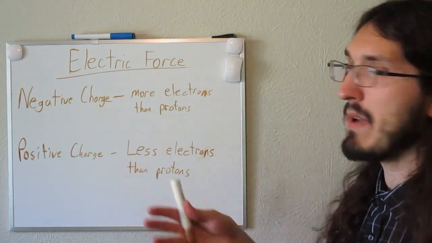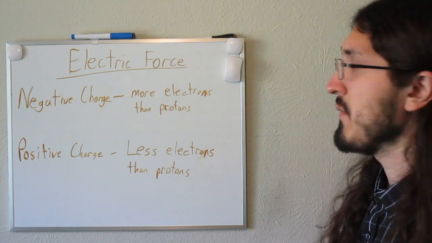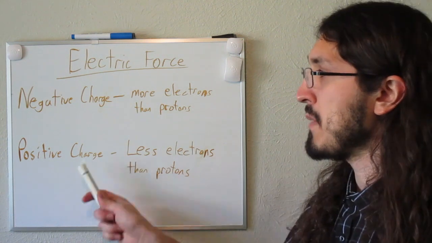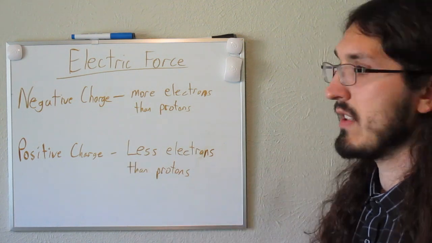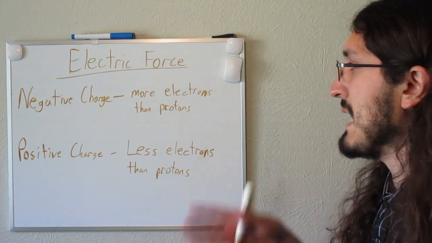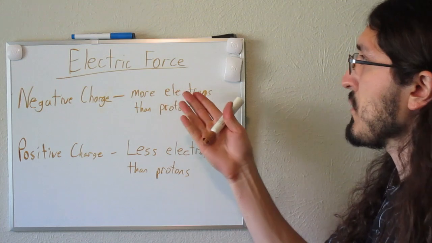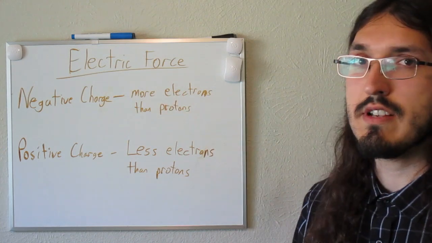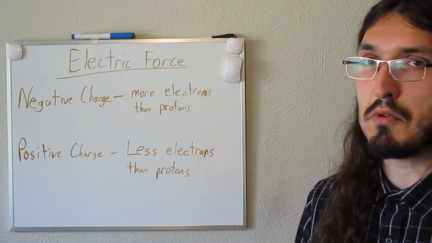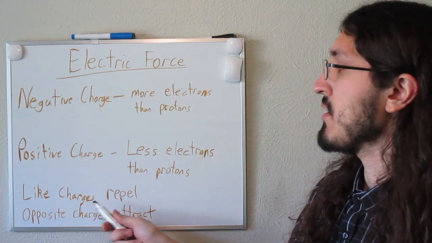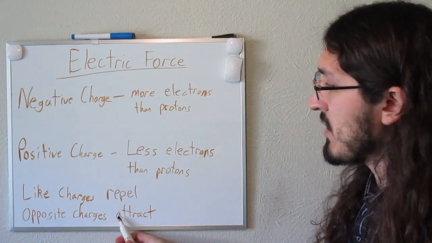So depending on the amount of electrons something has, we can determine if it's negative, positive, or neutral. Things have a neutral charge whenever they have the same amount of electrons as protons. But anyway, the electric force is going to occur between two charges, and it follows this simple principle. For the electric force, like charges repel and opposite charges attract.